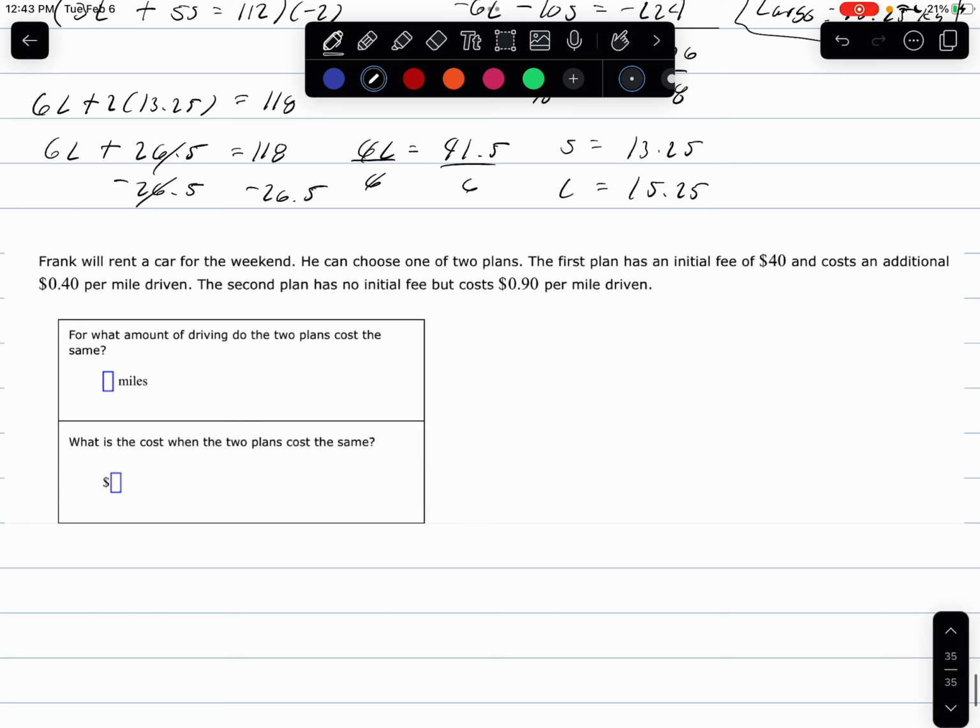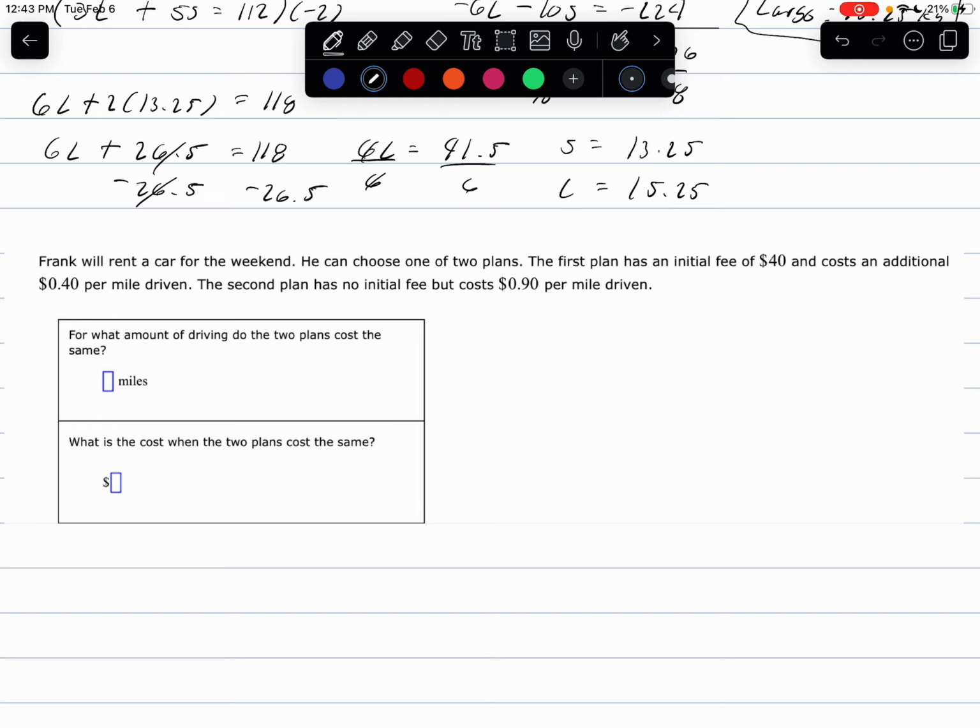Okay, let's look at one more. Here we have Frank will rent a car for the weekend. It says that he can choose one of 2 plans. The first plan has an initial fee of $40 and costs an additional 40 cents per mile driven. And the second plan has no initial fee, but costs 90 cents per mile.